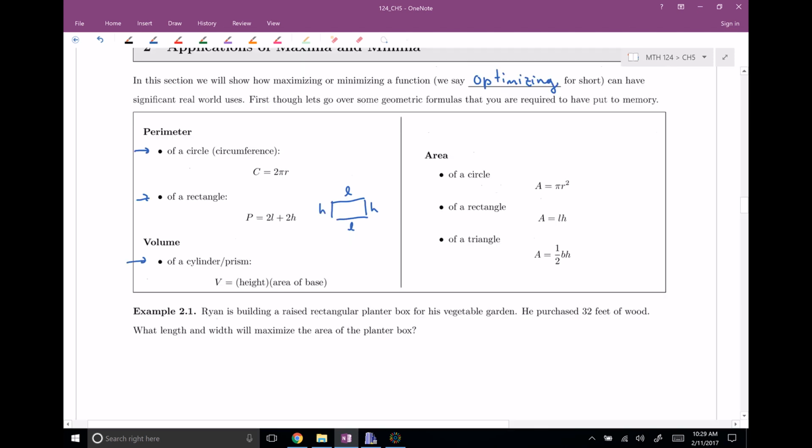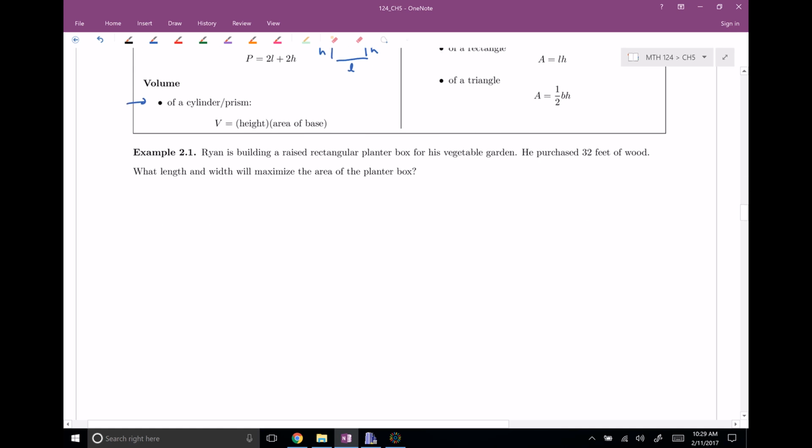Okay, so here's the example. Ryan is building a raised rectangular planter box for his vegetable garden. He purchased 32 feet of wood. What length and width will maximize the area of the planter box?